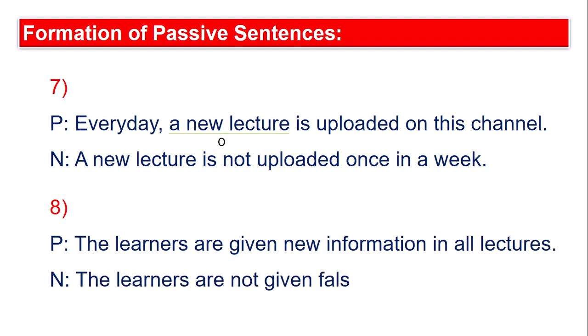Next example, the learners are given new information in all lectures. The learners are not given false information ever. So the learners are our object and new information is second object. So the learners are given new information, and new information is written after the verb 3 past participle form of the verb.